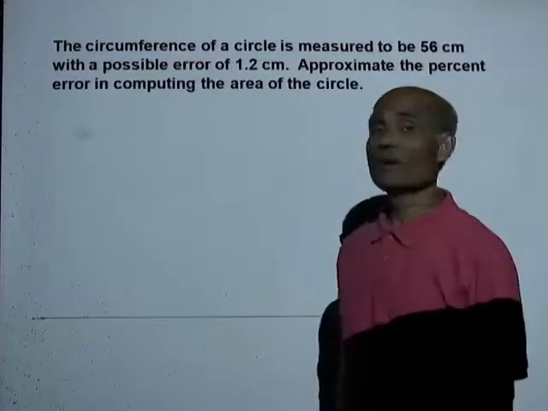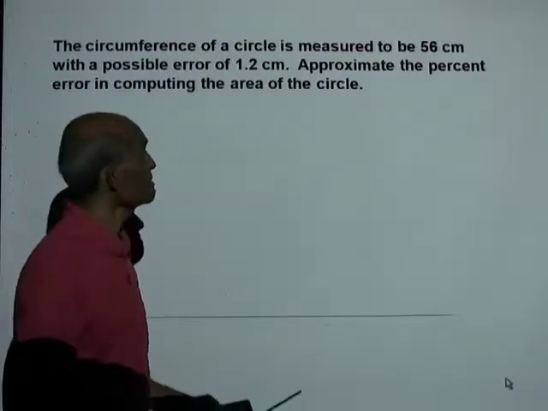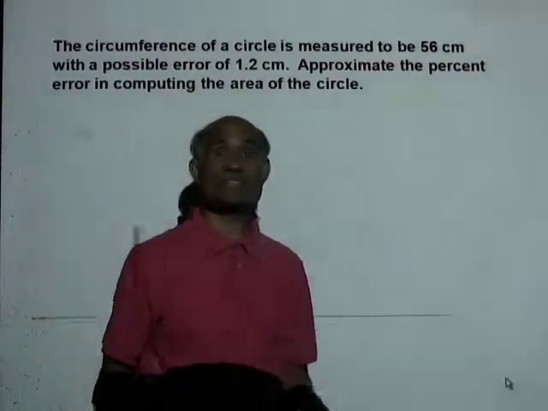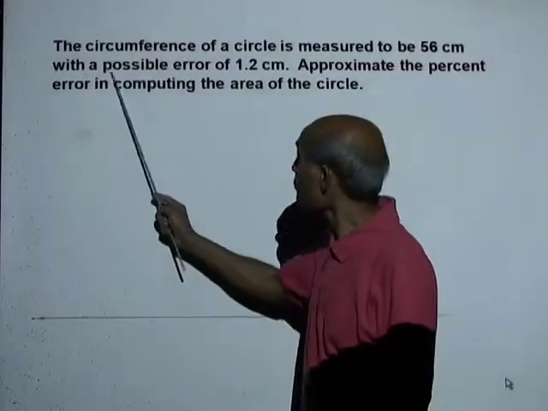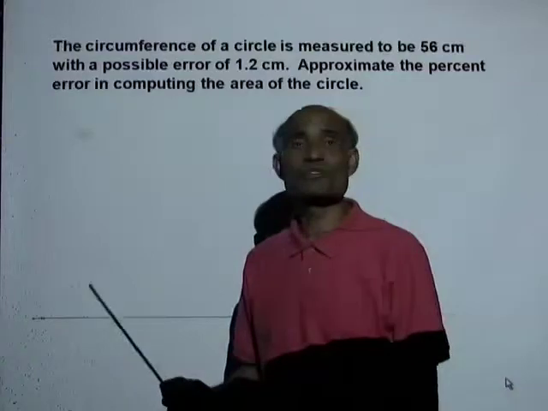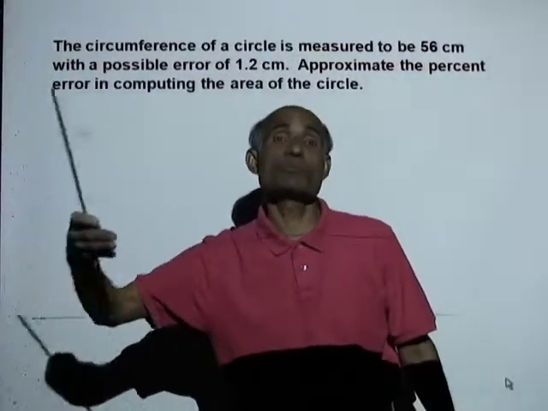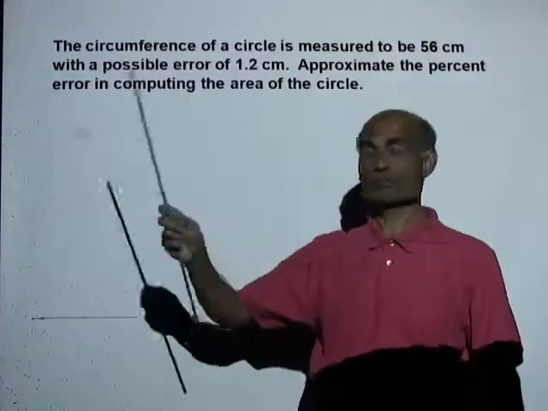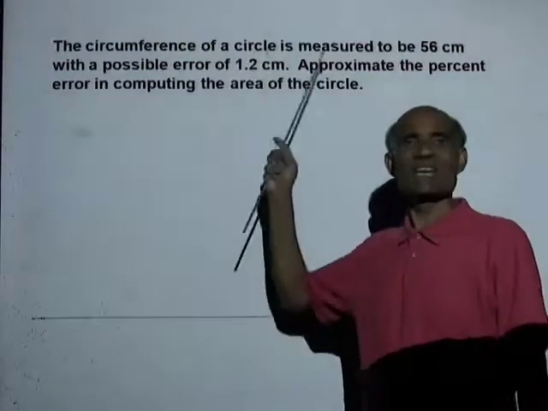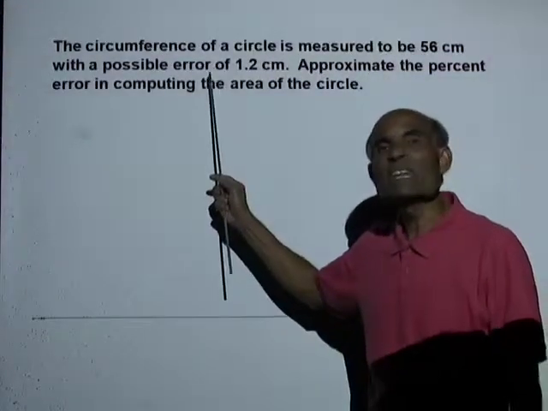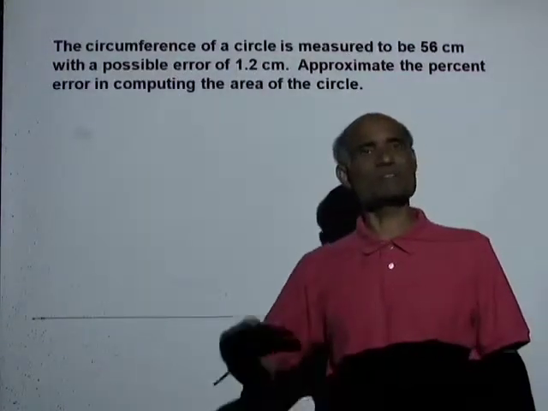All right, let's do a problem. The circumference of a circle is measured to be 56 centimeters. That's the actual value, with a possible error of 1.2 centimeter. In other words, it can be 56 minus 1.2 or 56 plus 1.2. That is a possible error. If we call C the circumference, then dC, the differential of C, is 1.2 centimeter. That's the meaning of that.